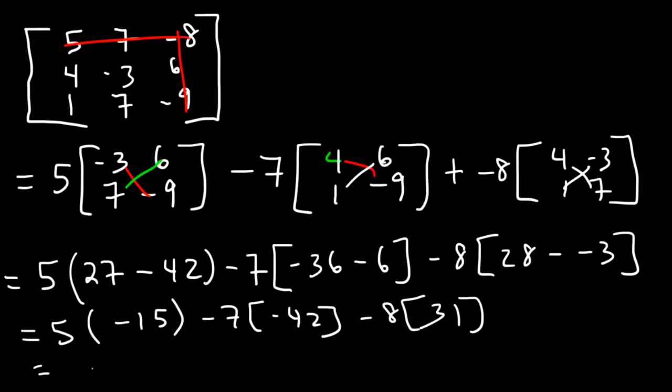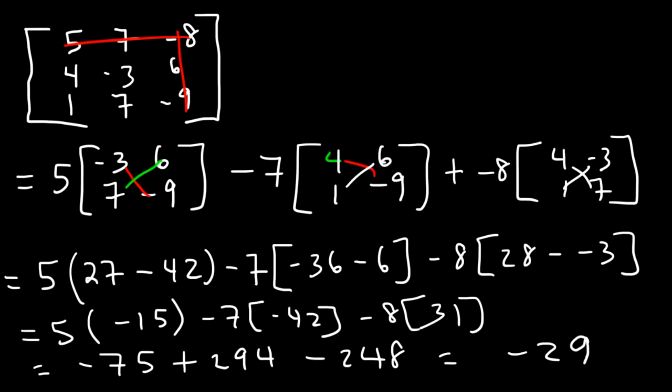5 times negative 15 is negative 75. Negative 7 times negative 42, that's positive 294. And 8 times 31, that's negative 248. So if we combine these three numbers, this is going to give us negative 29 as our final answer. So that's the determinant of the 3x3 matrix.